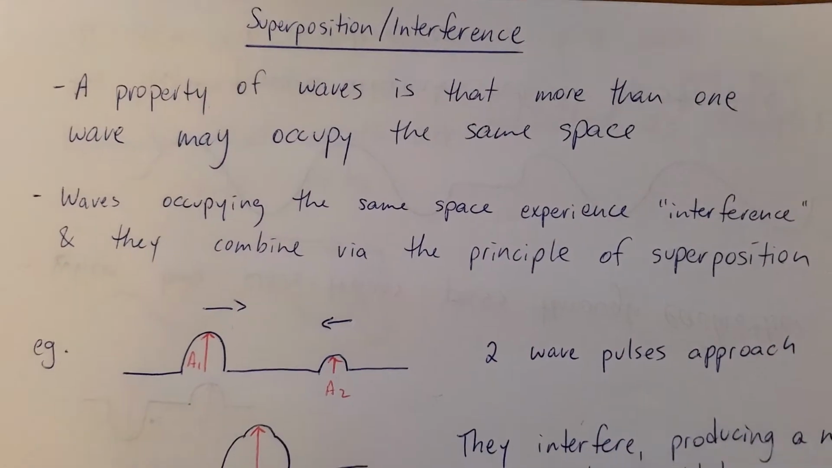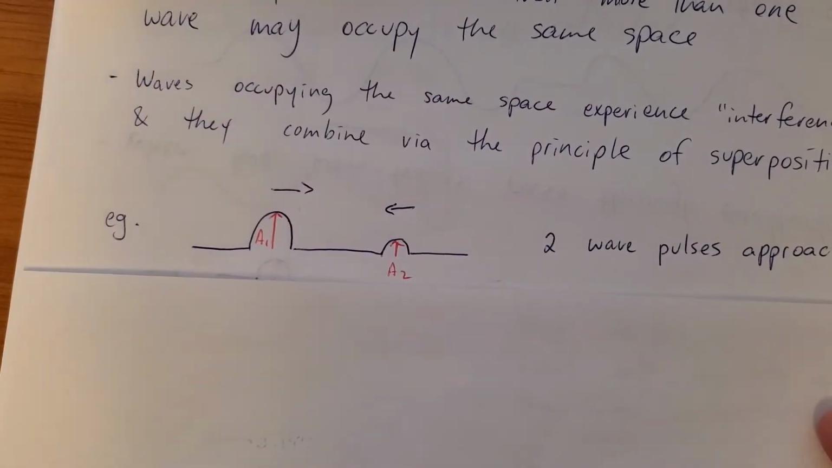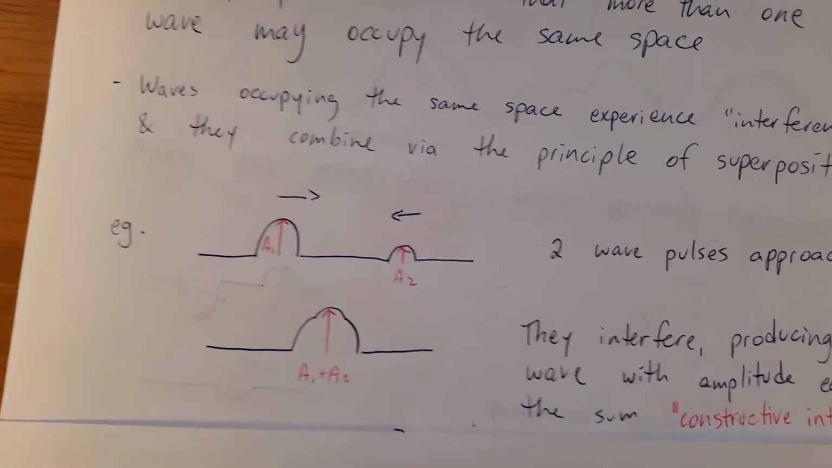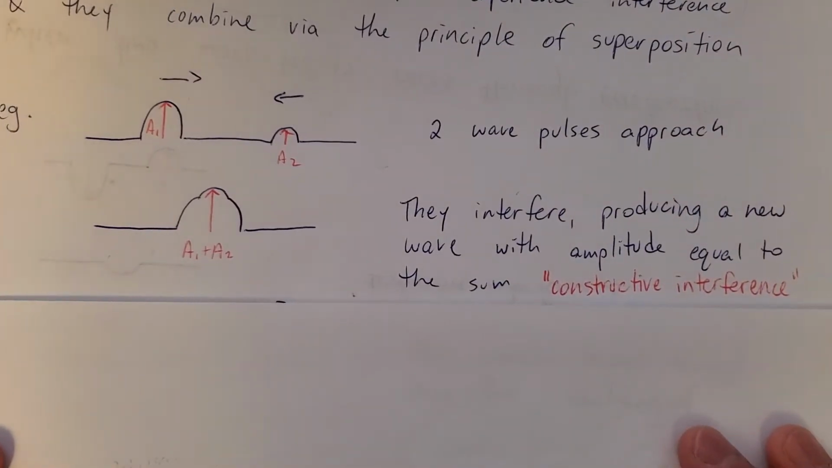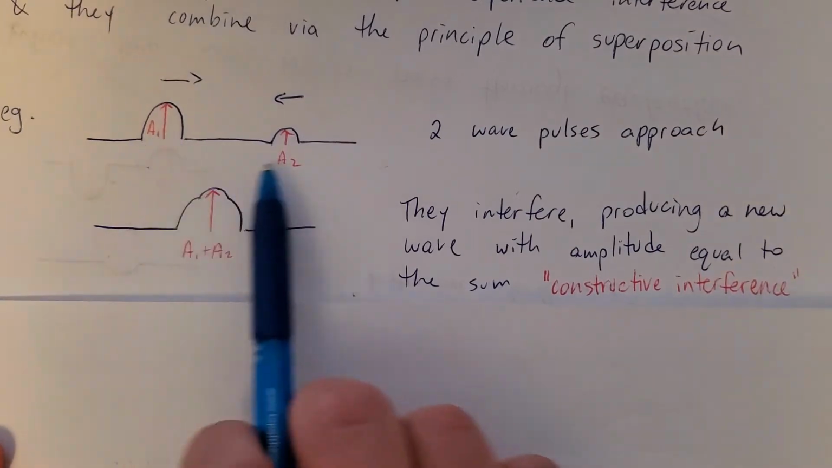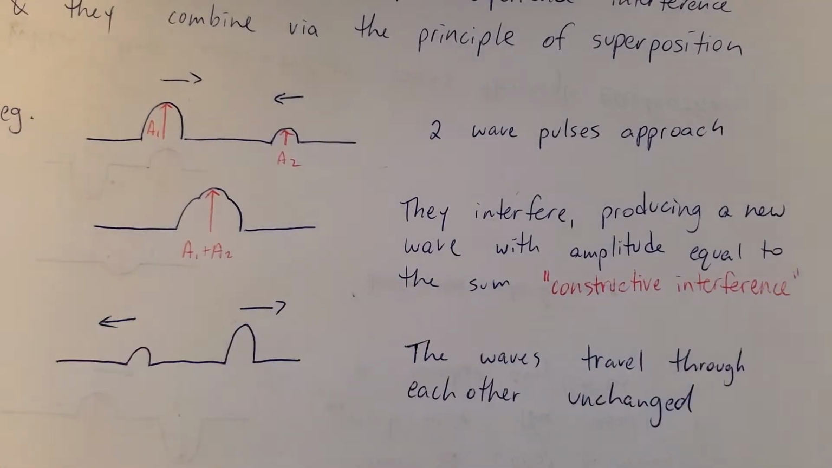As two wave pulses approach, they have different amplitudes, A1 and A2. They occupy the same space, okay? And the new amplitude is just the sum of their original amplitudes. So if this was a meter and this was half a meter, the new wave would be 1.5 meters of amplitude. Then they pass through each other unchanged.